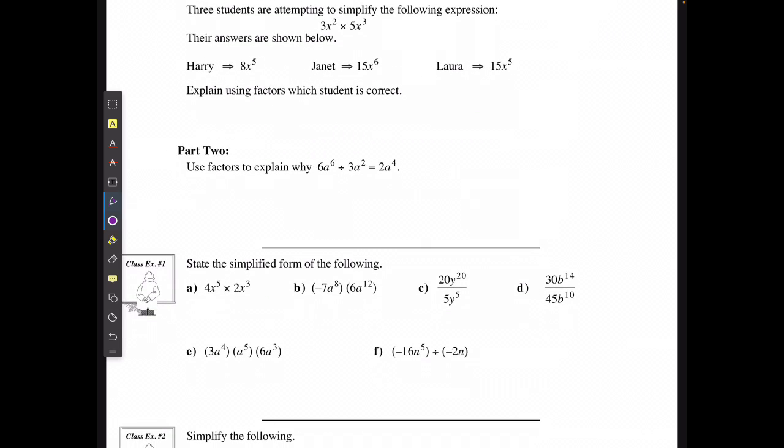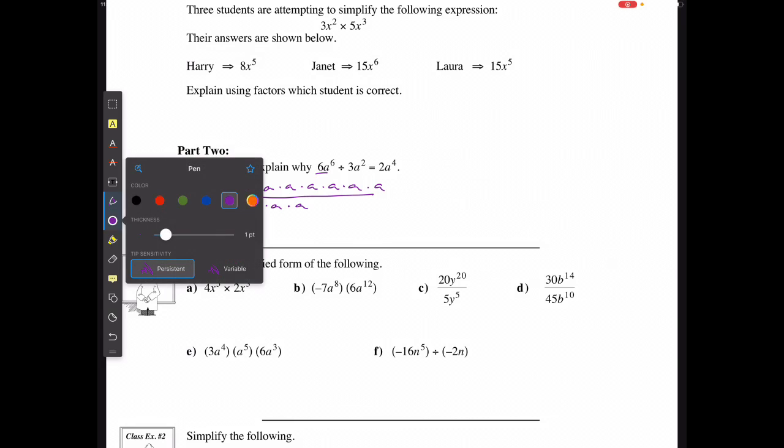So, if I'm using factors to explain why 6a to the 6 divided by 3a squared is equal to 2a to the 4, then I'm going to state that in its prime factored form, 6 is the same as 2 times 3, and then I have 6 a's: 2, 3, 4, 5, 6. I'm dividing this by 3 and a squared, or 3 times a times a.